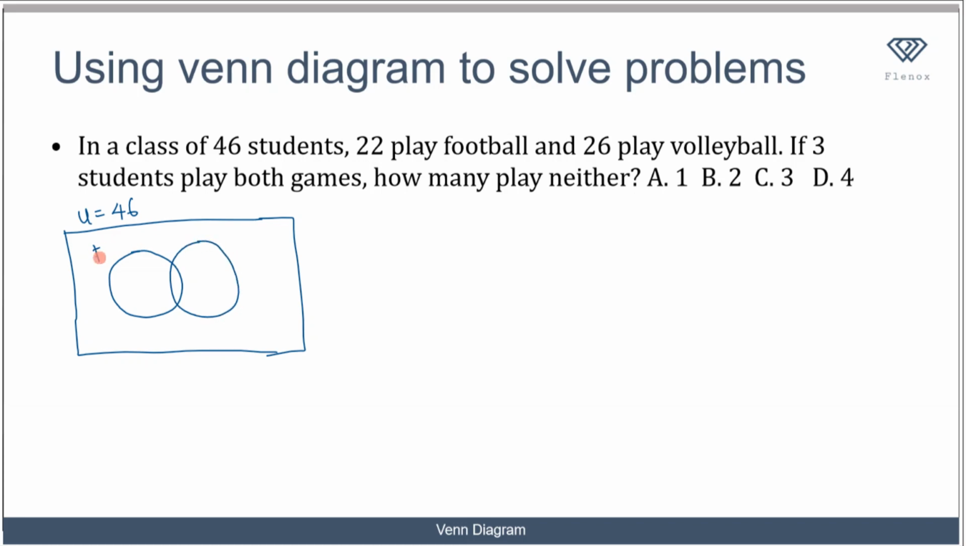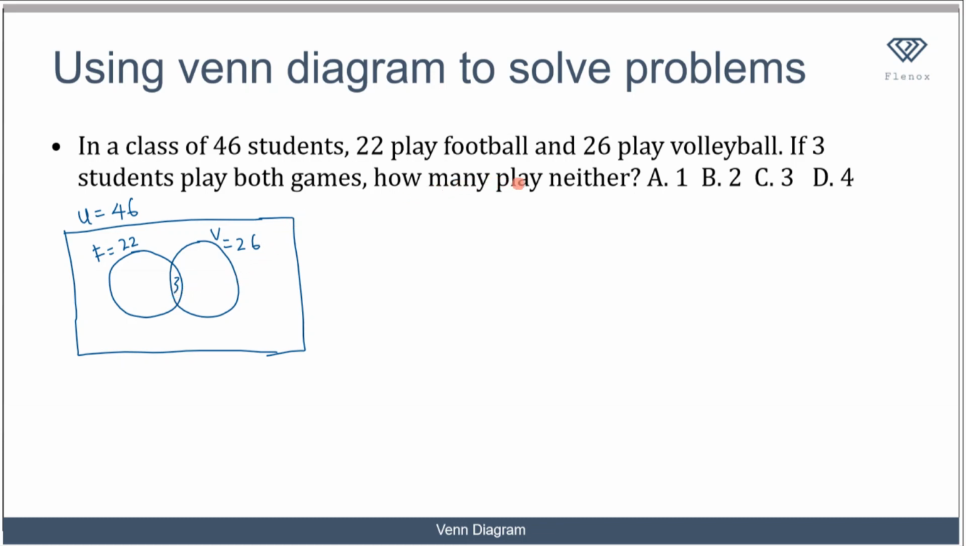So you are told that the number of people that play football is 22. That means the area underneath this circle is 22, and the area underneath this circle for volley is 26. Now we are told that 3 students play both games. That means the intersection of football and volley, which is represented by this area here, represents the students that participate in both activities, and is made up of 3 students.